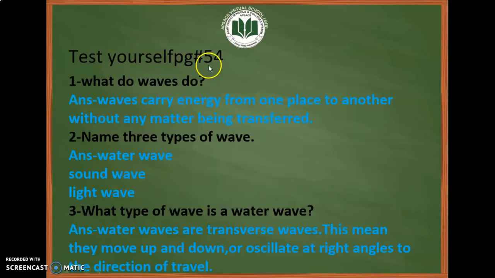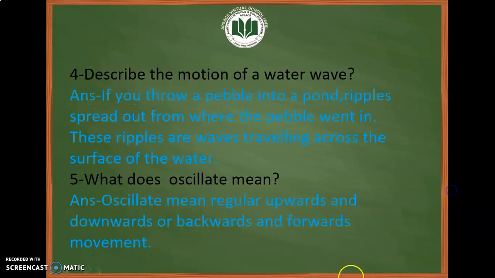Test yourself, page number 52, question number 1. What do waves do? Waves carry energy from one place to another. Types of waves: water waves, sound waves and light waves. What type of wave is a water wave? Water waves are transverse waves. This means they move up and down or oscillate at right angles to the direction of travel. Right angles or perpendicular to each other is the same thing.